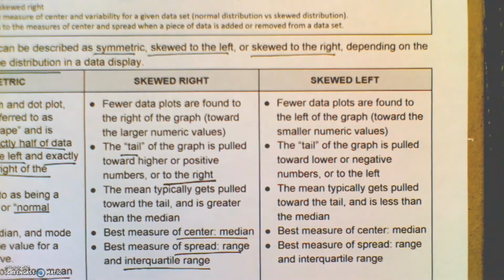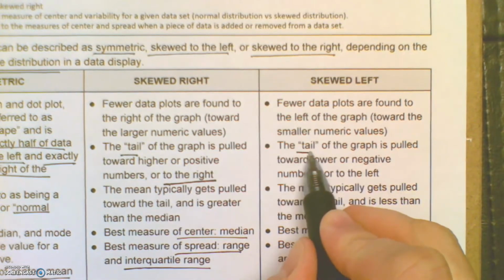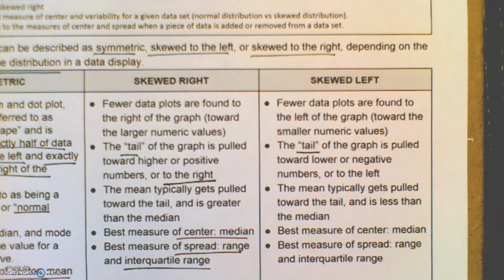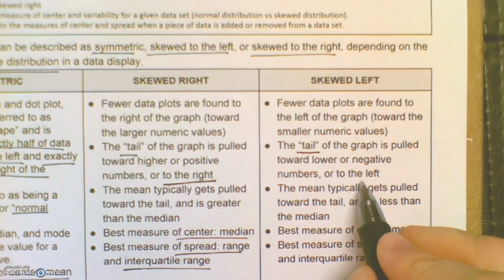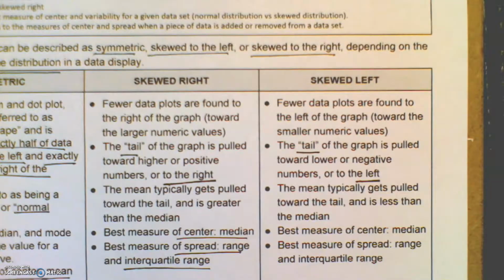Skewed to the left. Fewer data points are found to the left of the graph, which is towards the smaller numeric values. We describe this as the tail of the graph being pulled towards lower or negative numbers, or we're taking the tail to the left. The mean typically gets pulled towards the tail and is less than the median.